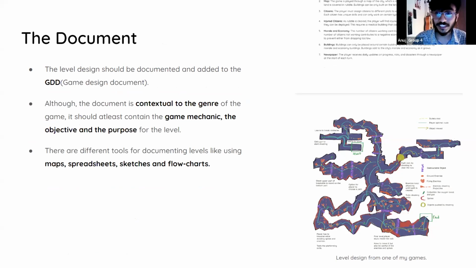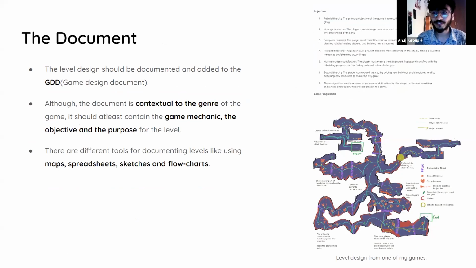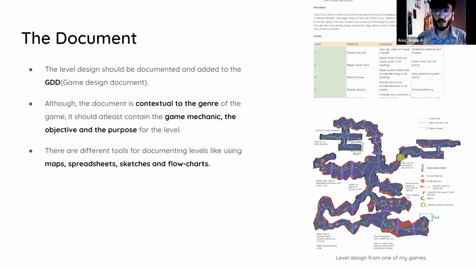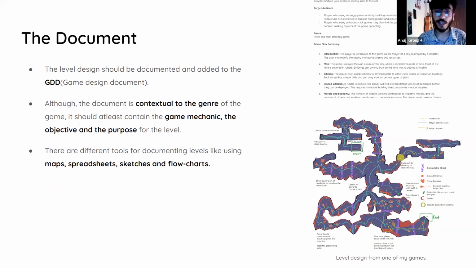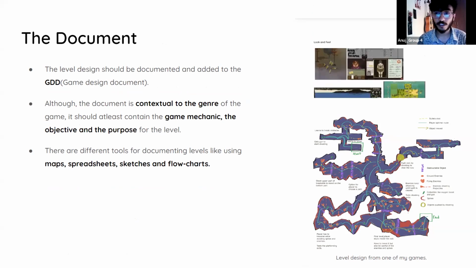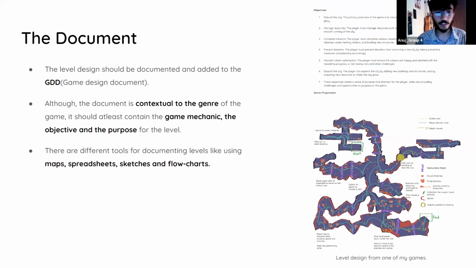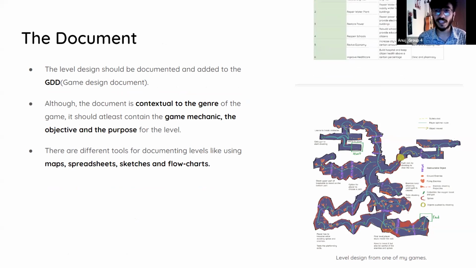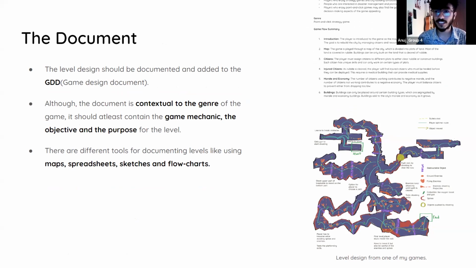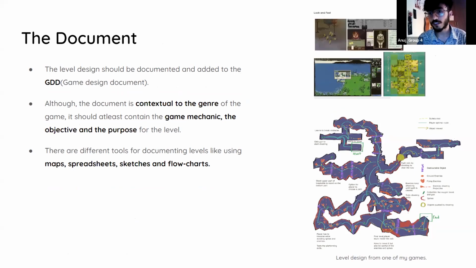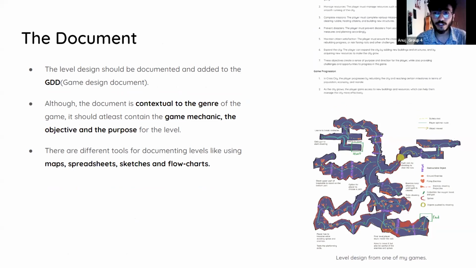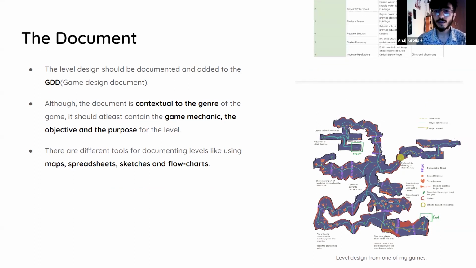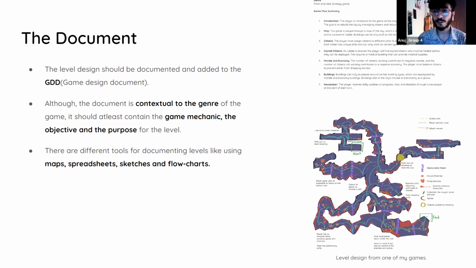The document, it's a dreaded thing. It's hard, but it's very important to level design. Whatever document you make for level design, you have to add it to the GDD, which is the game design document. Although the document is contextual to the kind of game you're working on, the common elements would be the game mechanic, the objective, and the purpose. These are usually common in all of the level design documents I've come across. And you use tools like maps, spreadsheets, sketches, and flowcharts to communicate your ideas for the level.